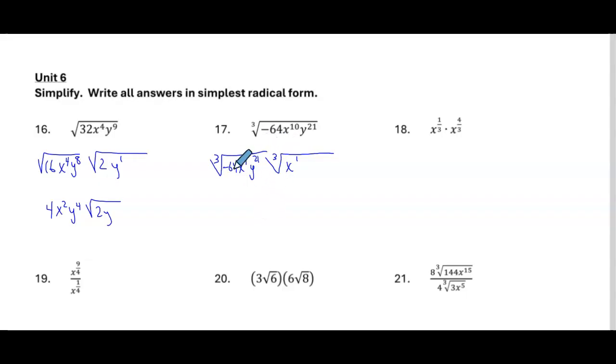Okay, so negative 64 becomes negative 4 when I cube root it. 9 divides by 3. 21 divides by 3. And then the extra one is just cube root x. It's also possible you get a fourth root on one of these, and then you'd also just have to look on the fourths list, and you'd have to make sure you're dividing your variable powers by 4. So all the same concepts apply.